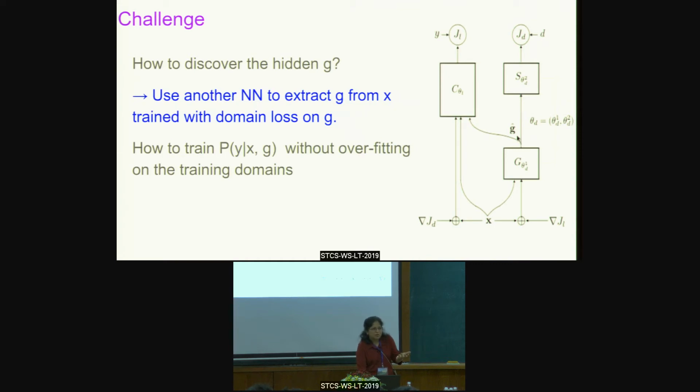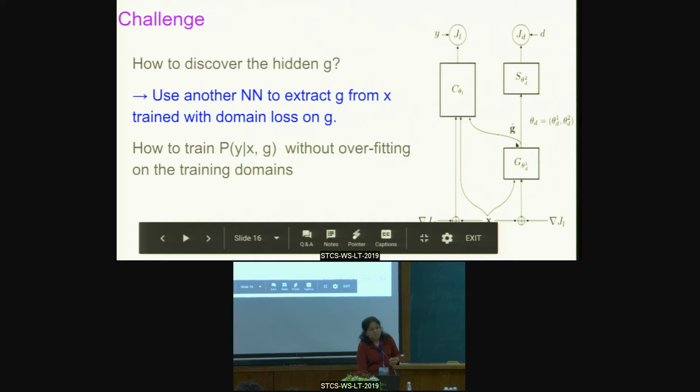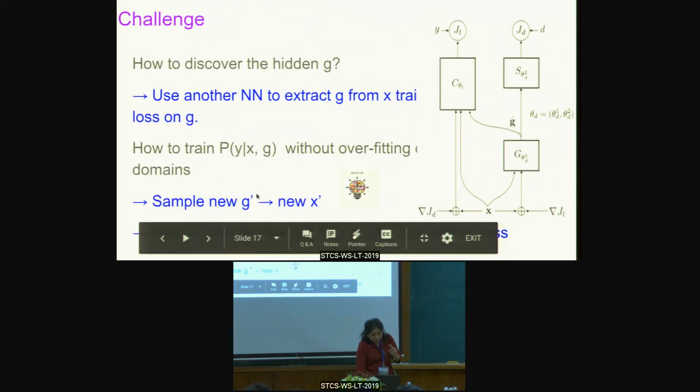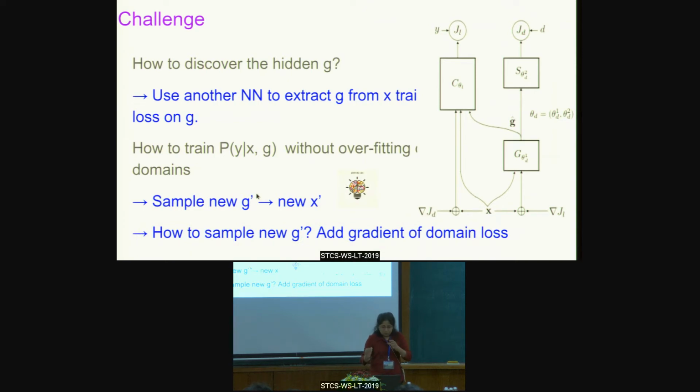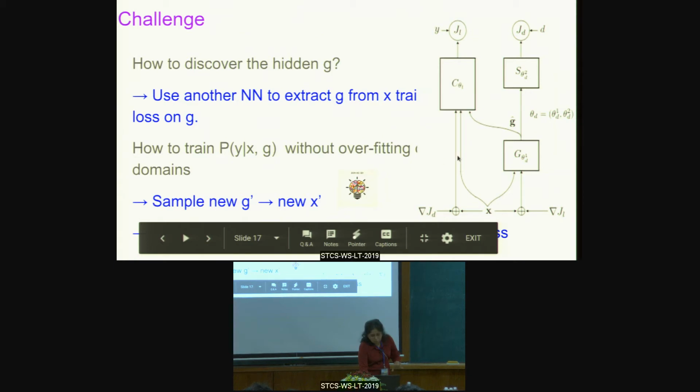Therefore G will capture the domain, because on top of G you will just have a standard softmax loss to predict D, the domain loss. So that's how you are getting G. But what is preventing the label information from leaking into G? For that, we do some adversarial training. That is the main thing, and I'll clarify those things.